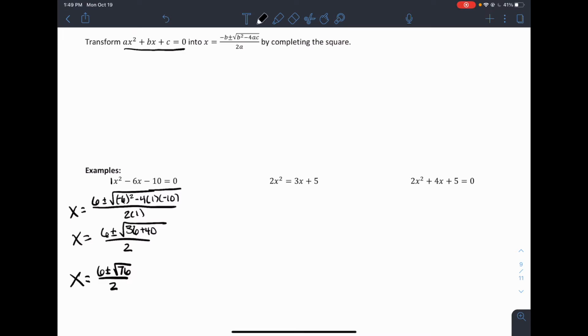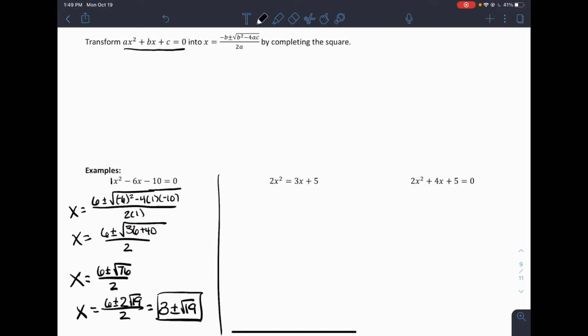I can factor out a 4 out of that 76. So x would equal 6 plus or minus 2 root 19 over 2. And now I have 6 and 2 on top and then 2 on bottom. I can divide out a common factor of 2. So this would just be 3 plus or minus radical 19. Those are my 2 solutions to that quadratic equation.